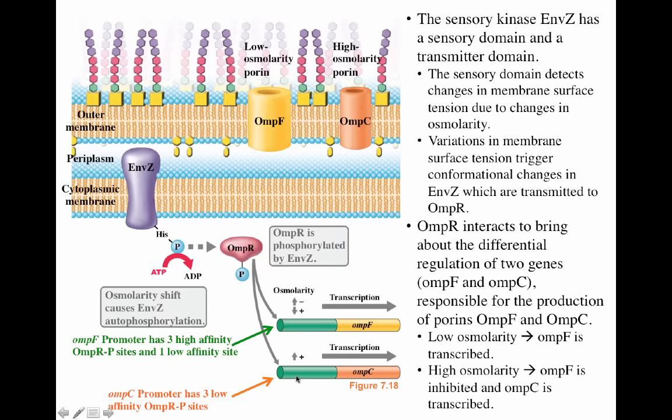However, the OmpC promoter has 3 low affinity phosphorylation sites, and therefore, at high amount of OmpR resulting from high osmolarity, it's going to allow the phosphorylated OmpR to bind to the promoter of the OmpC gene now, and therefore that is the only protein that is made. So the differential binding of the OmpR with phosphate to the promoters of the OmpF and OmpC result in either turning on the promoter at low osmolarity concentrations or turning the promoter off in high osmolarity concentrations.